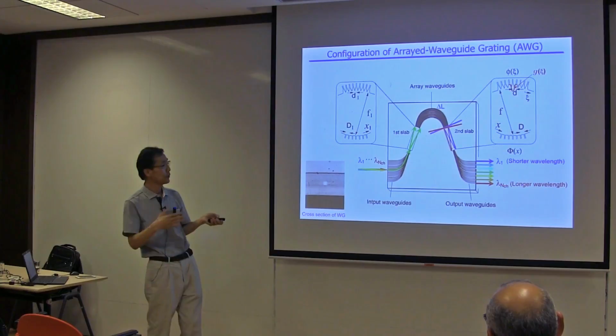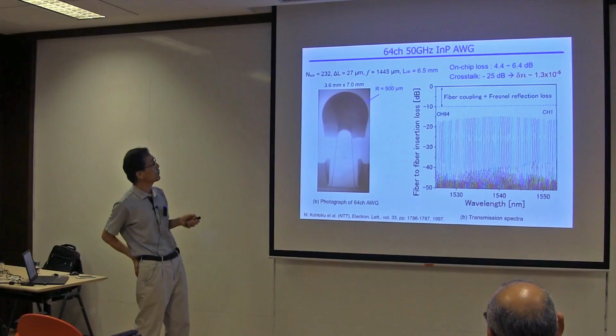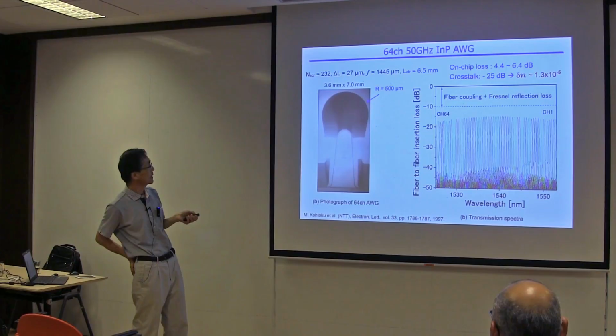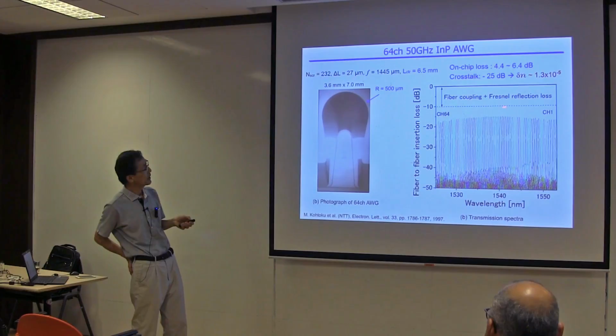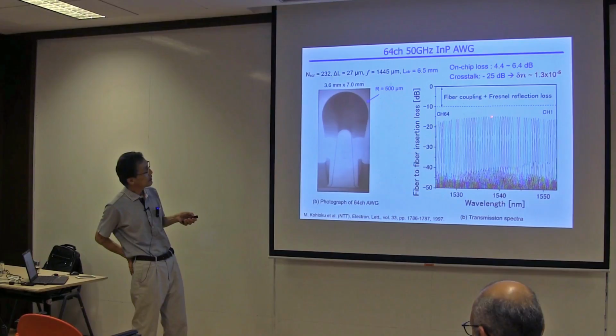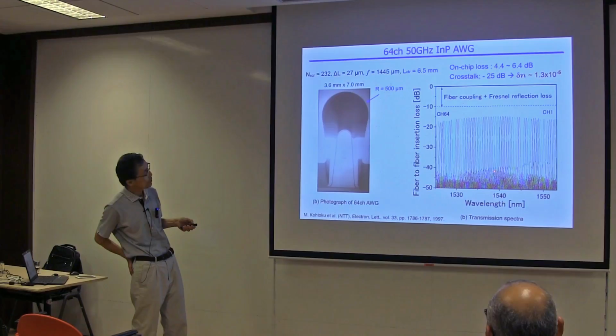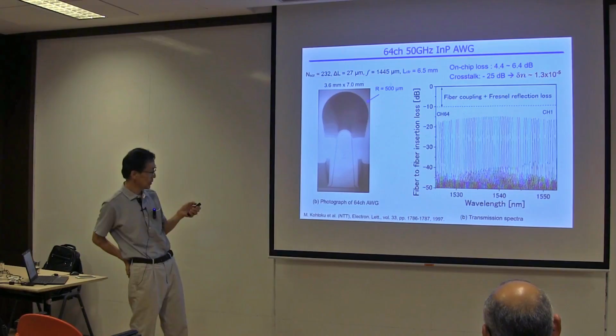Okay, next one is the indium phosphide AWG. This is rather old data, done by NTT, our laboratory, in the past. Indium phosphide also can make an AWG, and in the multiplexing properties you see 64 channels. An important thing in AWG is the adjacent channel crosstalk. These are background noise, which is crosstalk to the other channels. Commercially, this should be more than 21 dB. So this one is rough. Even at the laboratory stage, this is not sufficient.